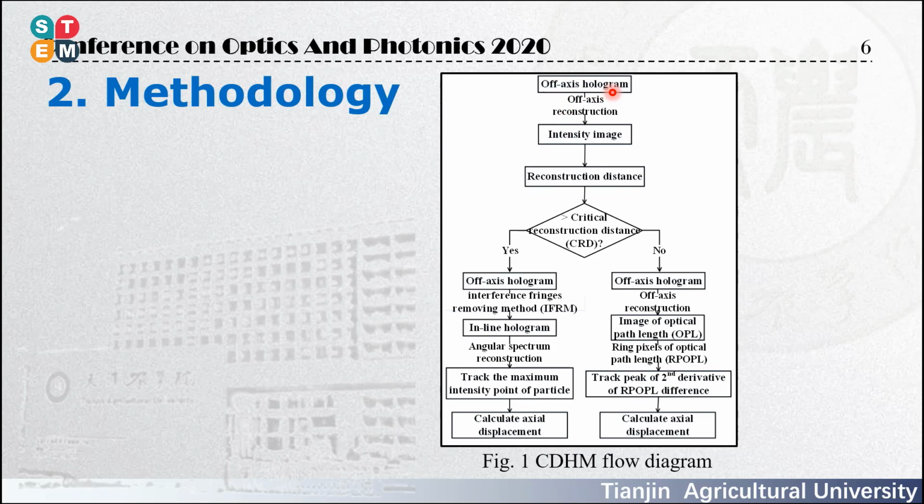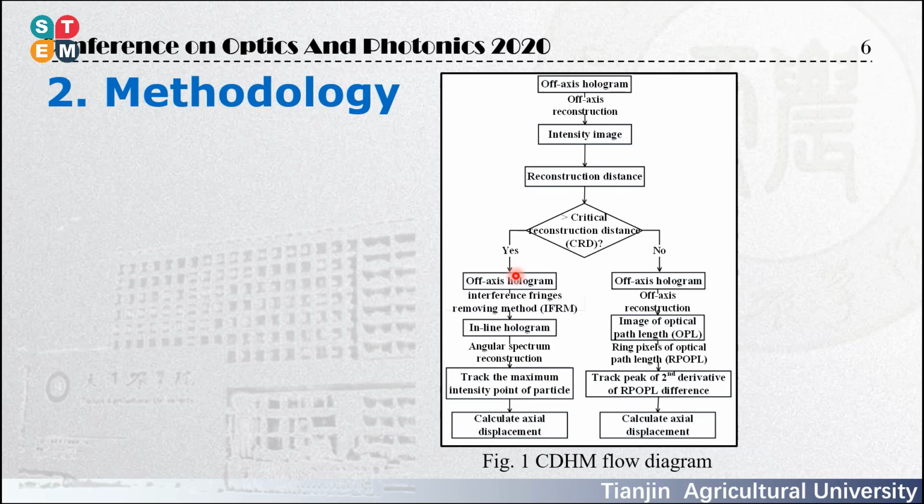We get the off-axis hologram. By using the off-axis reconstruction, the reconstruction distance can be obtained. We compare the reconstruction distance to the critical reconstruction distance, which we named CRD, a new parameter. When the reconstruction distance is equal to CRD, the twin image impact on particle center intensity is narrowed to 5%. That is to say, if the reconstruction distance is larger than the CRD, the hologram is selected for reconstruction.